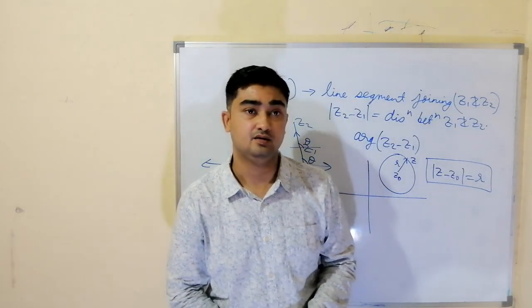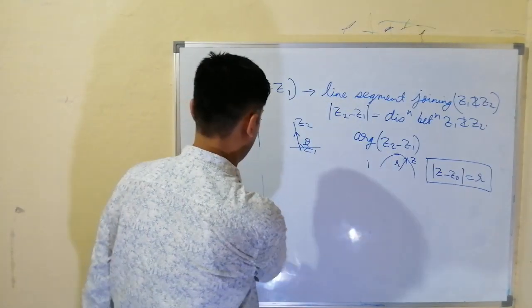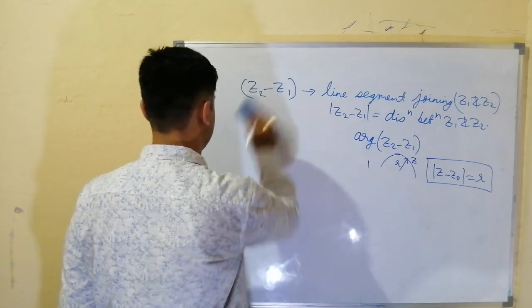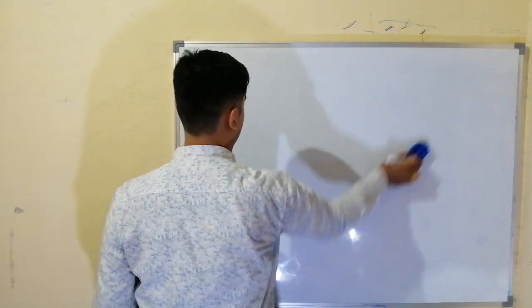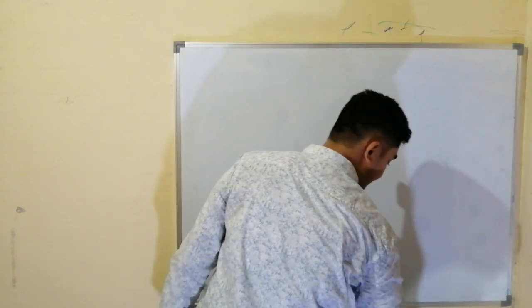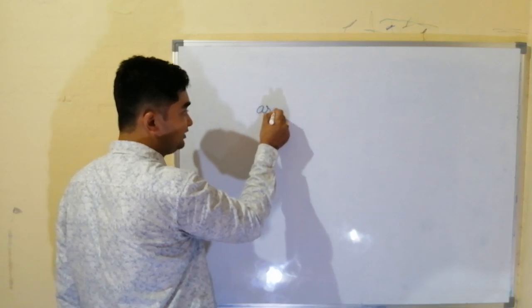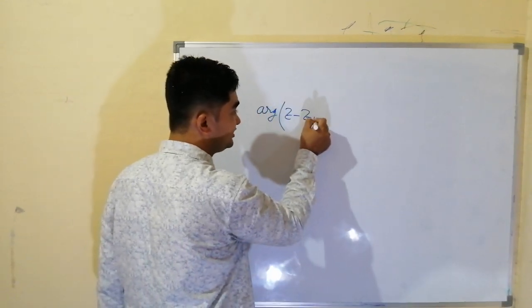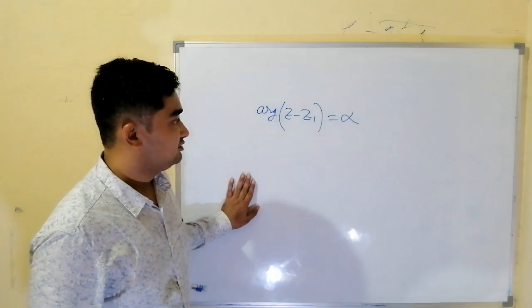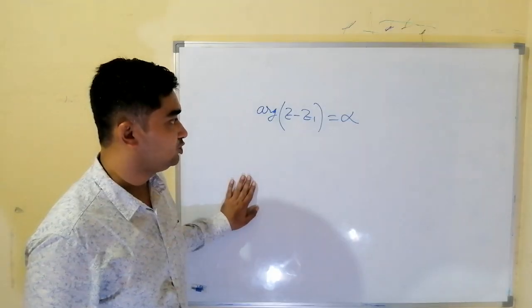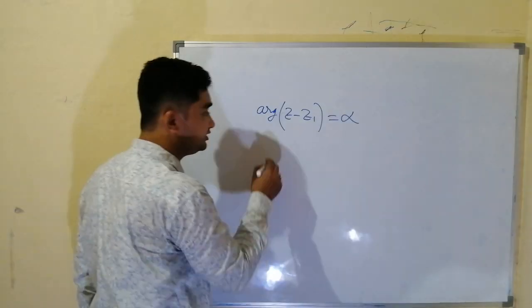Now we'll see another equation of circle in another form. Not full circle but arc of the circle. Now we'll see the equation of a segment of a circle. How to do this? Let us say we have argument of Z minus Z1 is equal to alpha. This already we have seen. We'll see what it represents.